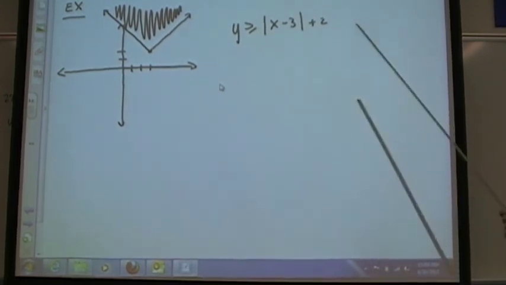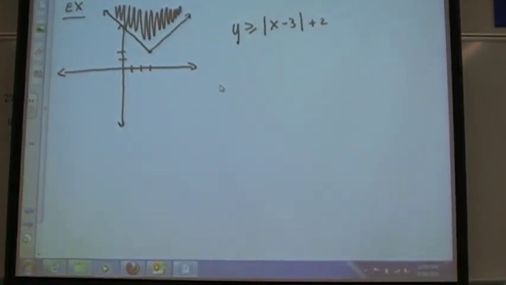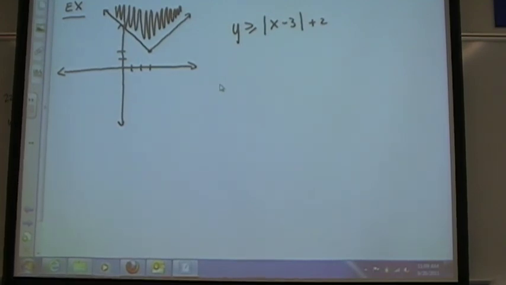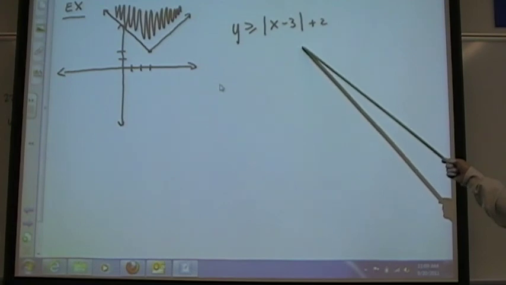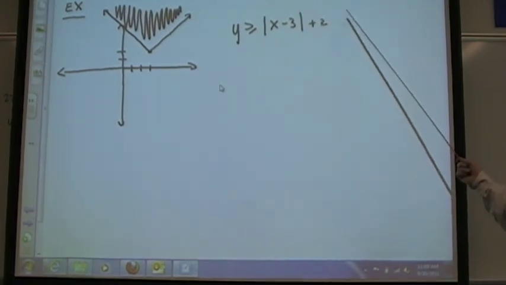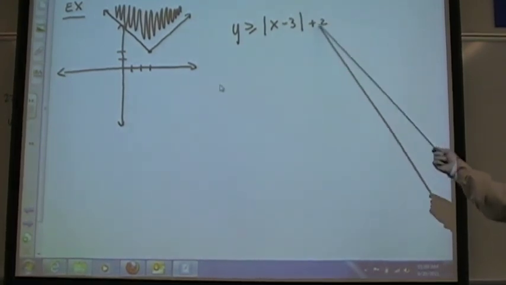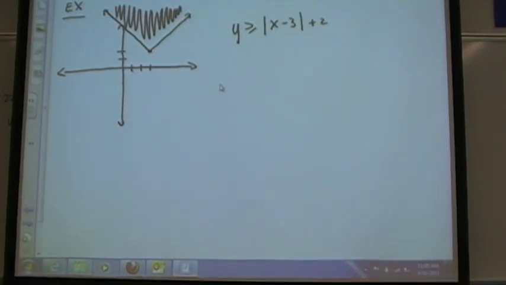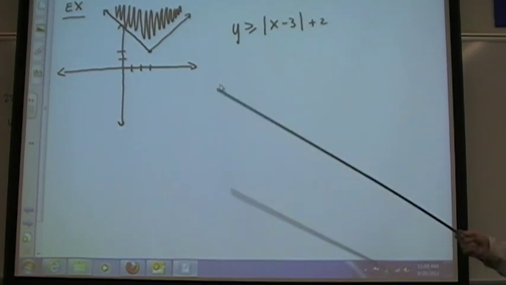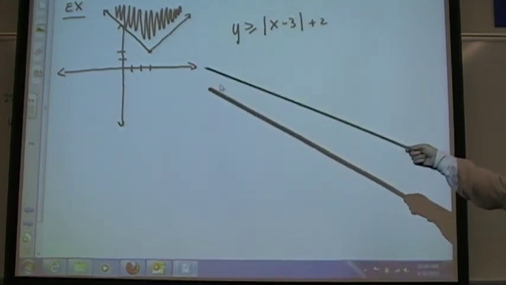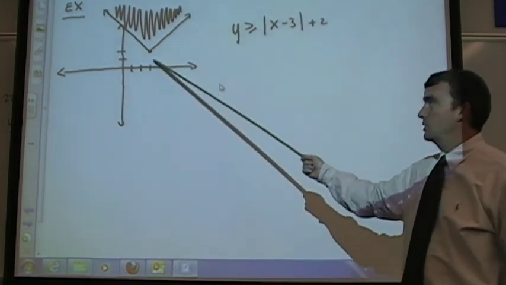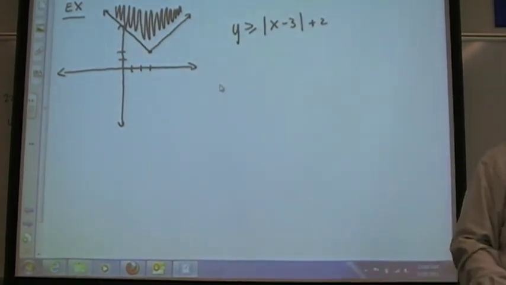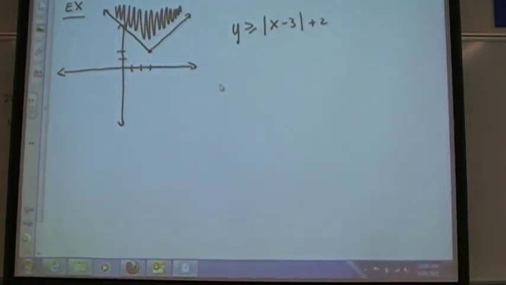If it's a V shape, you know it's absolute value. All right. So if your vertex is 3, 2, you should be able to come up with x minus 3 inside and plus 2 outside. That's nothing new. If we're shaded inside of it, when it's opening up, it's got to be greater than. And how did I know it was equal to? Because it's a solid curve or solid graph.